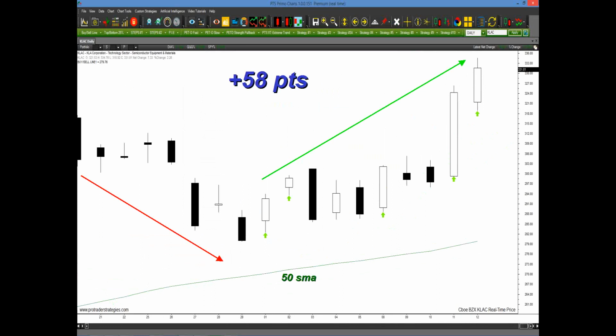KLAC. Now, do you notice how the market was going lower? The entire time it was going lower, it was not closing in the top 25%. But this was a buying opportunity. Even though we were going lower, we were above the 50. So the overall trend is up. We're just waiting for the short-term trend to be in sync. And right here is where it's telling us now we're in sync. And then look what happened, 58 points.